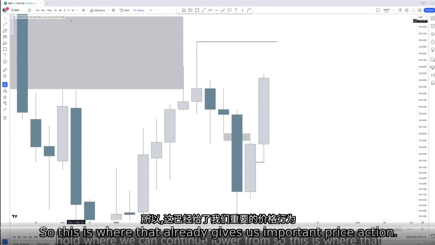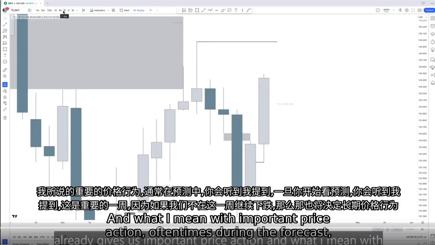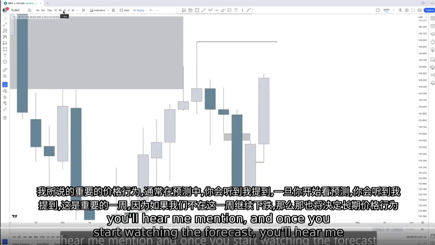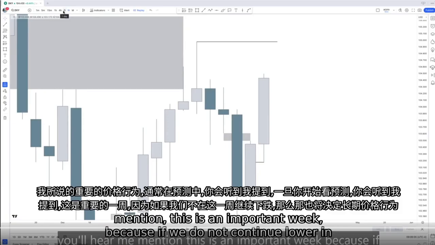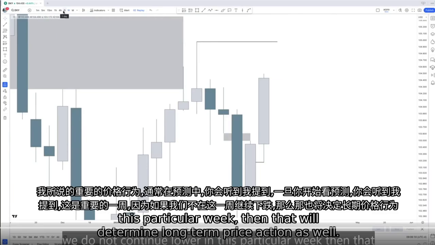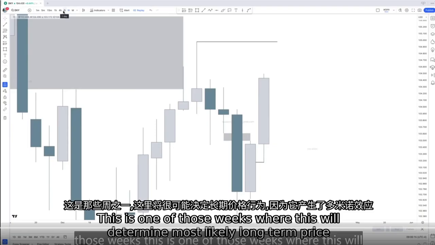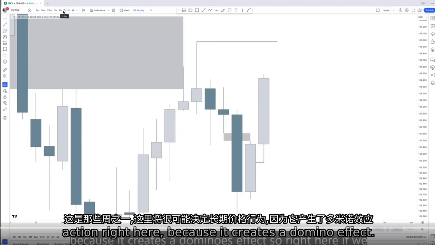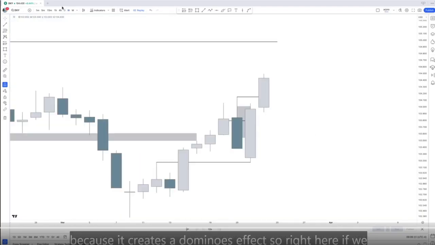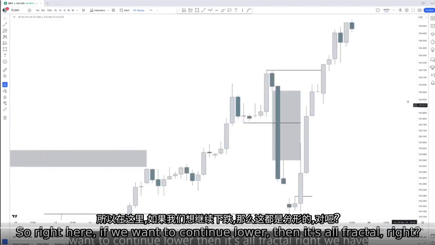So this already gives us important price action. And what I mean with important price action: oftentimes during the forecast, and once you start watching the forecast, you'll hear me mention, this is an important week, because if we do not continue lower in this particular week, then that will determine long-term price action as well. This is one of those weeks, where this will most likely determine long-term price action right here, because it creates a dominoes effect. So if we want to continue lower, then it's all fractal, right?